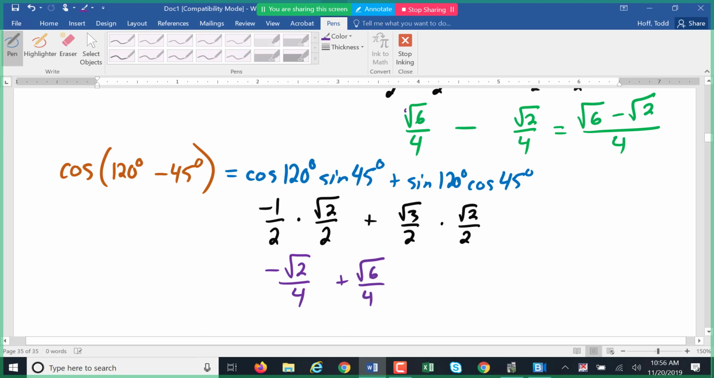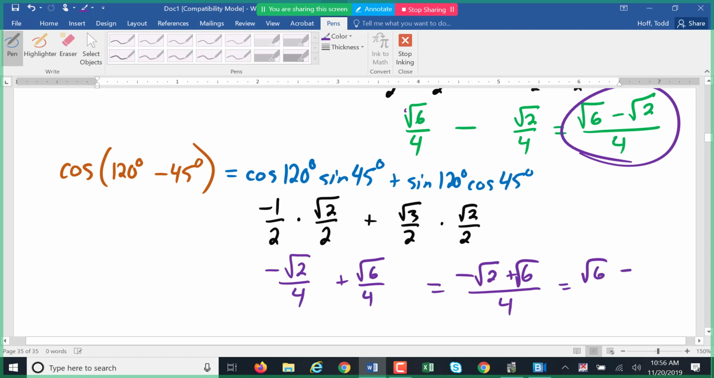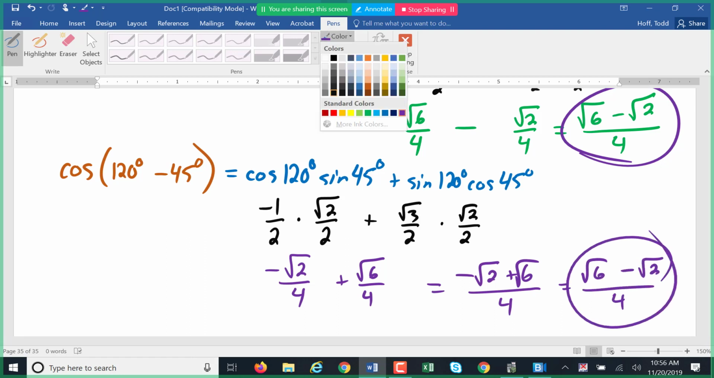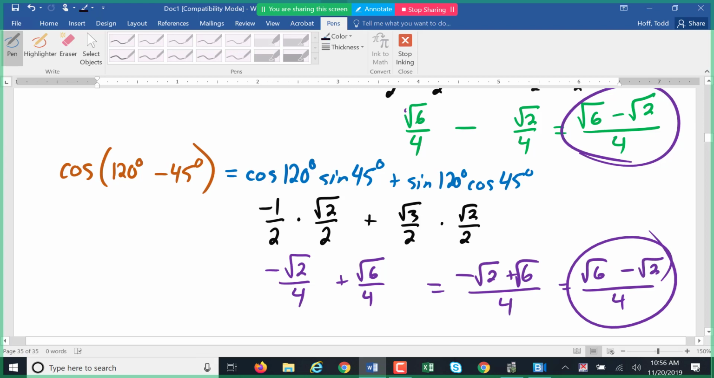2 times 2 is 4. So what we get there is the negative square root of 2 plus square root of 6 over 4, which is equivalent to square root of 6 minus the square root of 2 over 4. Just rearrange that: square root of 6 minus the square root of 2 over 4. So we do get the same result either way of doing it.